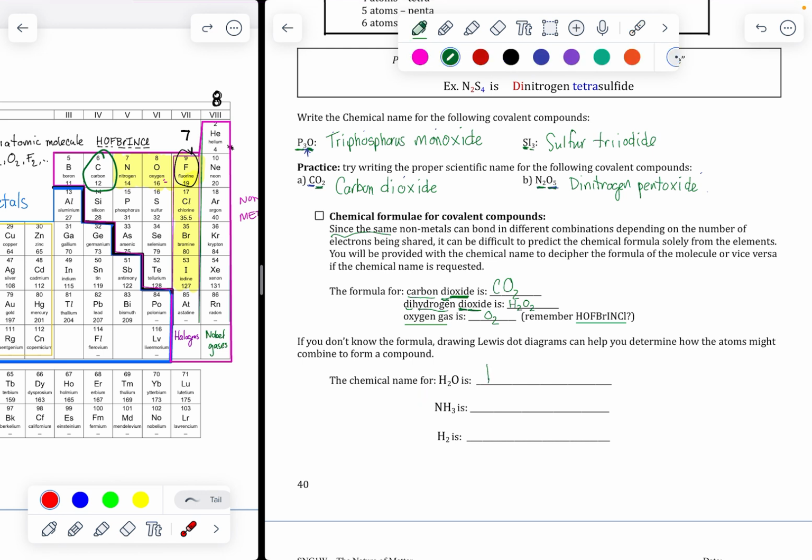is dihydrogen monoxide. That's because I have 2 hydrogens and 1 oxygen, so I have di for 2. Hydrogen is my element. Mono is for the 1 oxygen that I have, and oxide is the ending.